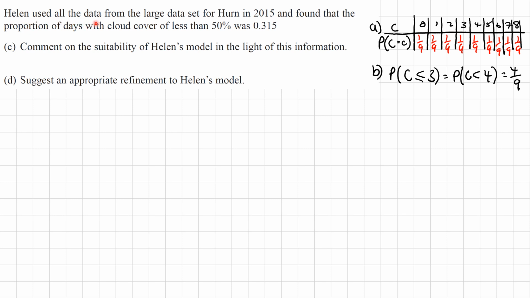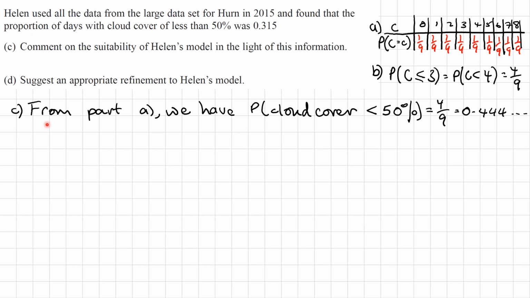Helen used all the data from the large data set for Hurn in 2015 and found that the proportion of days with cloud cover less than 50% was 0.315. Part C, comment on the suitability of Helen's model in light of this information.